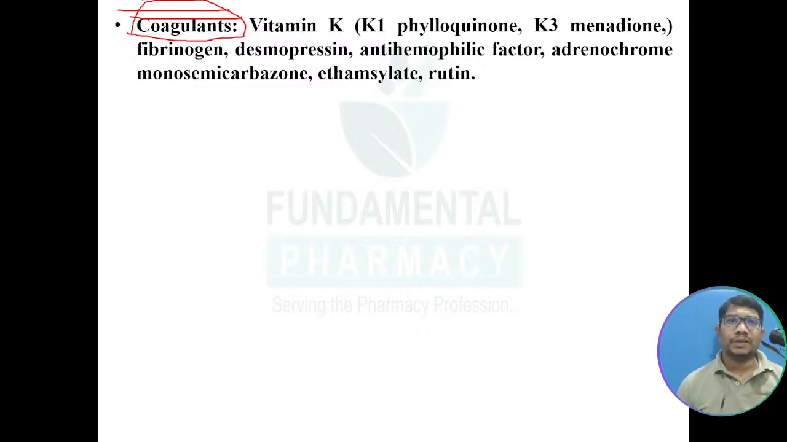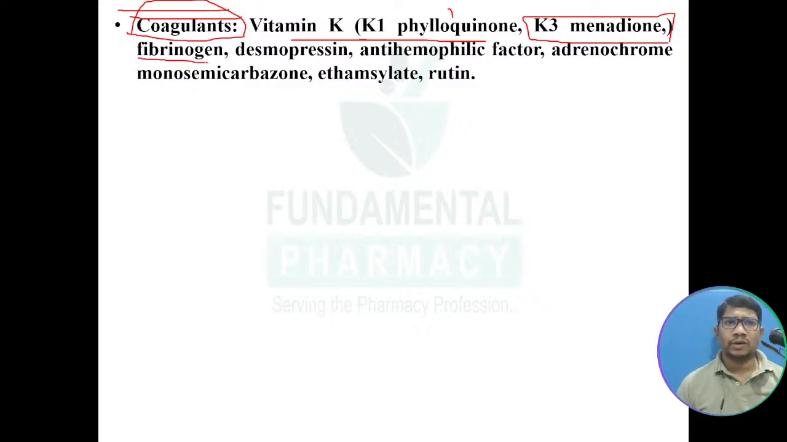Among coagulants comes vitamin K. Vitamin K has derivatives: vitamin K1 is phylloquinone, which is of plant origin, and vitamin K3 is menadione, which is synthetic in nature. A question has already come on this: which vitamin K derivative is purely synthetic? Vitamin K3 is synthetic in nature. Vitamin K1 phylloquinone is from plants. So they are used as coagulants.